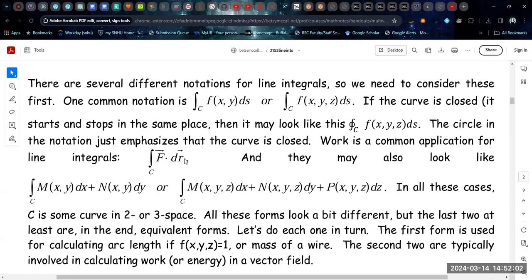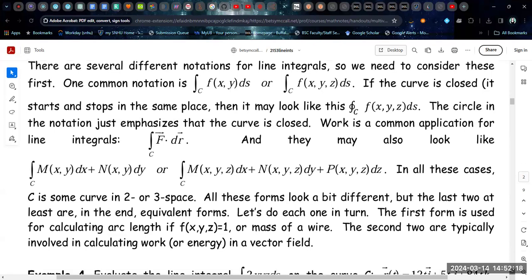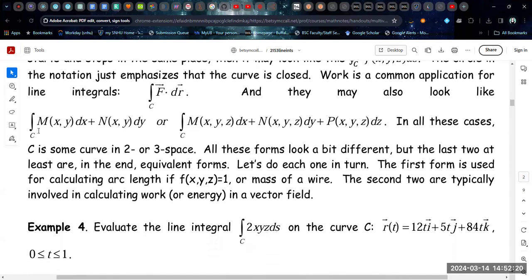Another common notation for line integrals is this integral of F dot dr, where F and r are both vectors. And again, the c is just along some curve that we then have to parameterize and put in our definite limits for. We may also end up with things that look like this. So we have M(x,y) dx and N(x,y) dy, or in 3 dimensions, M(x,y,z) dx, N(x,y,z) dy, and P(x,y,z) dz.